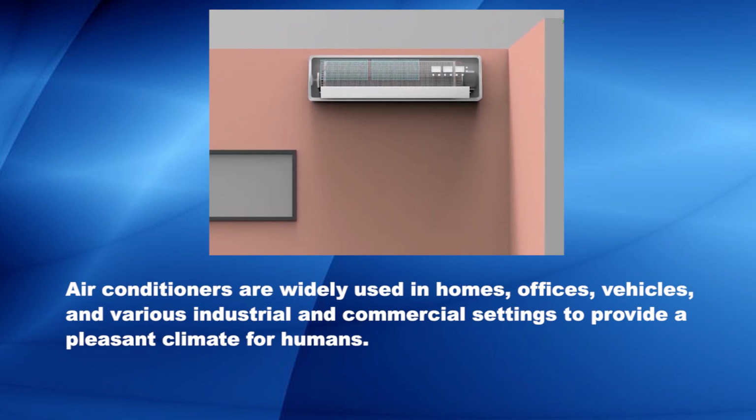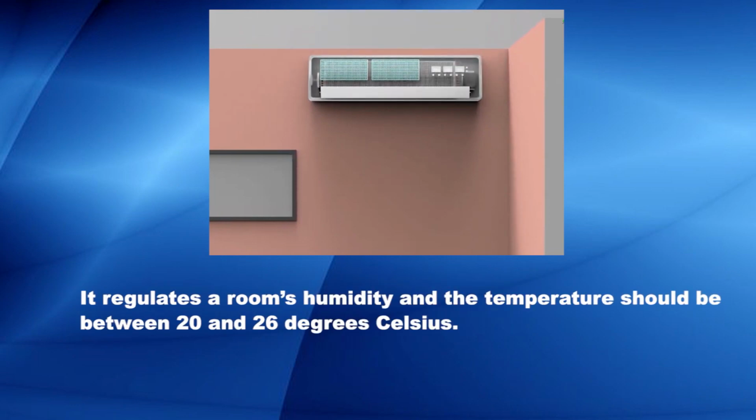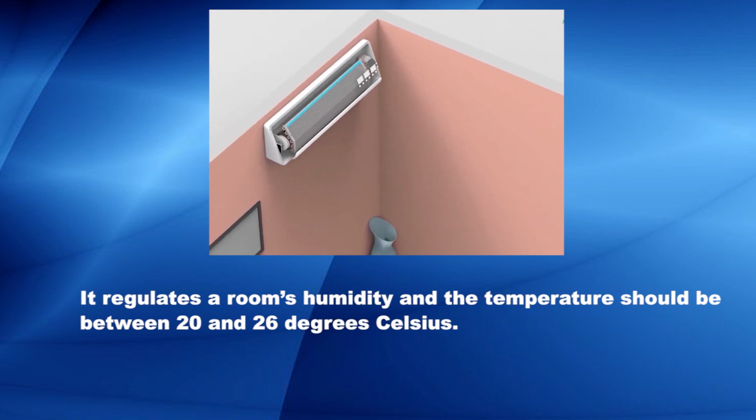Air conditioners are widely used in homes, offices, vehicles, and various industrial and commercial settings to provide a pleasant climate for humans. It regulates our room's humidity, and the temperature should be between 20 to 26 degrees Celsius. Temperature, pressure, and humidity all affect the quality of air, and the air pressure does not change.